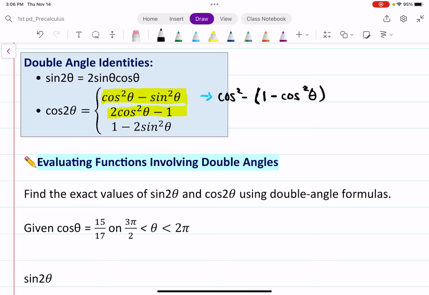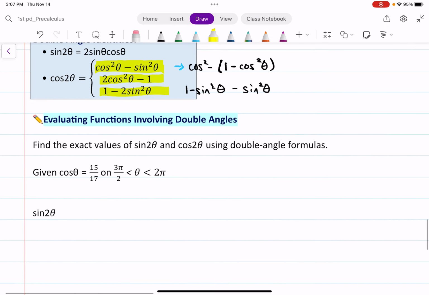And vice versa, if I plugged in for cosine, 1 minus sine squared, according to your Pythagorean identity, well, that would reduce down to 1 minus 2 sine squared. Okay? So that's why there's 3 different manipulations for cosine of 2 theta, because it's like the Pythagorean identities, I guess. All right, so if we look at this one, you know, sine 2 theta is 2 sine cosine.